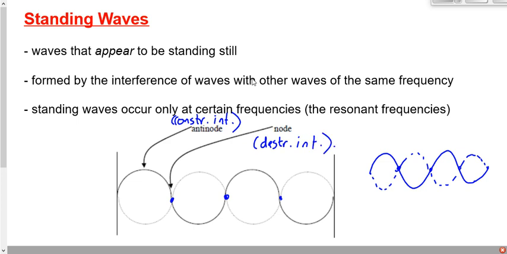Remember, this only occurs at very specific frequencies. If you go a little bit above or a little bit below, you don't see this pattern. It doesn't look like it's standing still. The interference pattern isn't random, but it appears to be random if I increase or decrease the frequency somewhere outside of this resonant frequency.